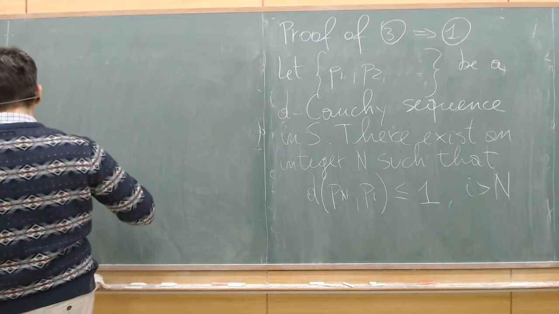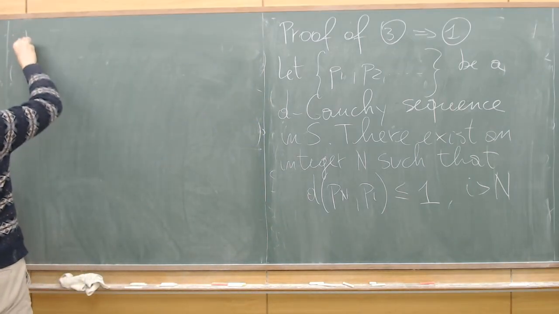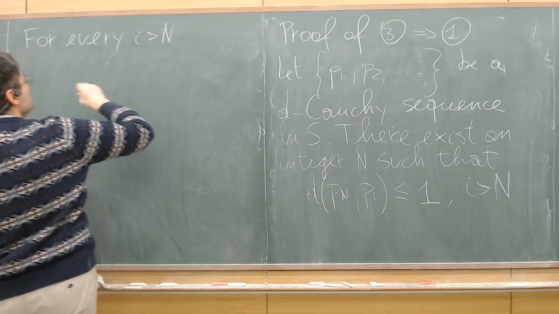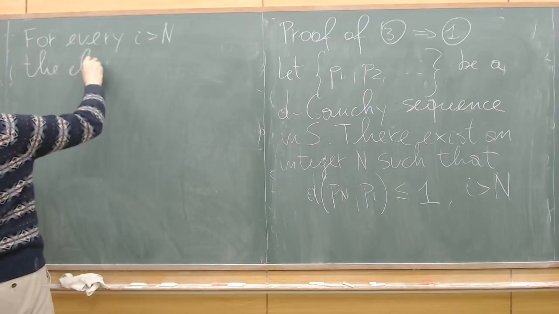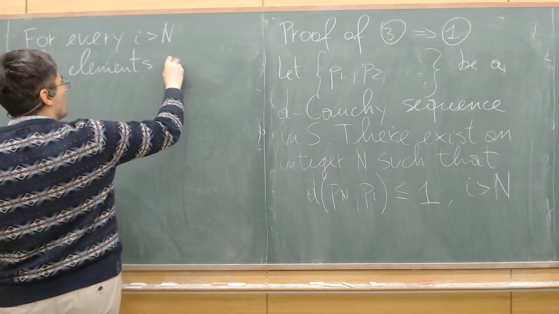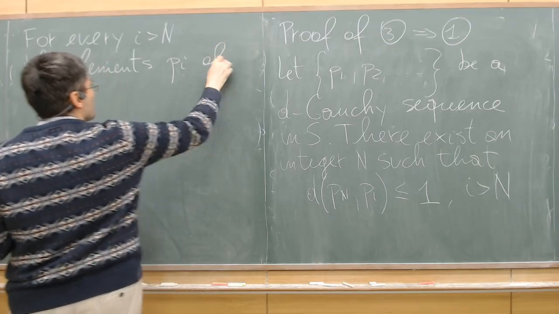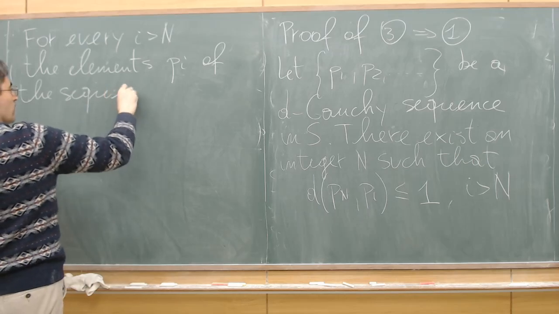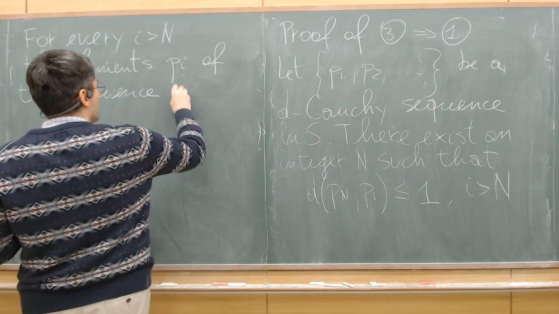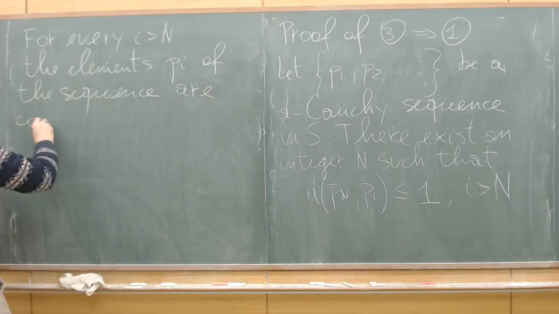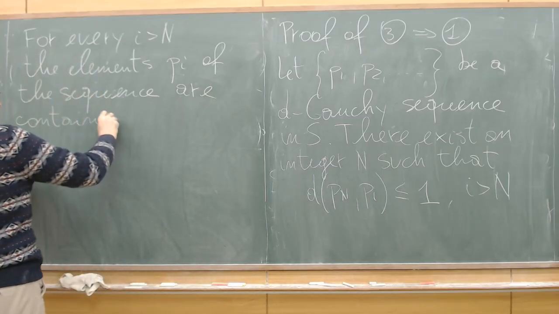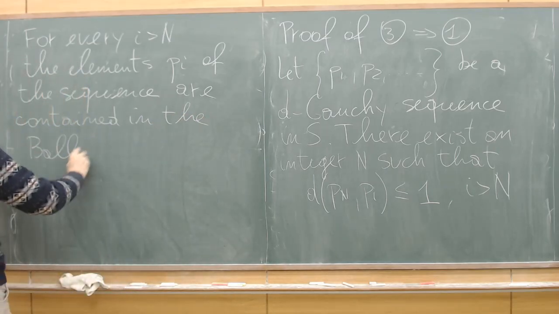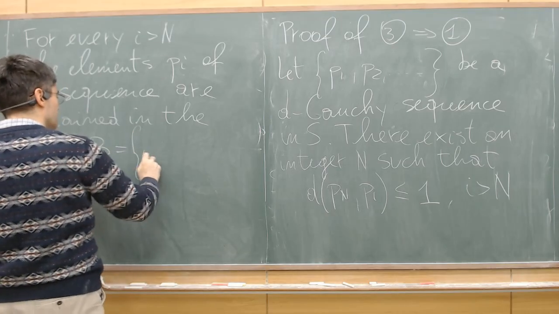The meaning of this inequality is that for every i larger than n, the elements p_i of the sequence are contained in the ball B, defined this way.